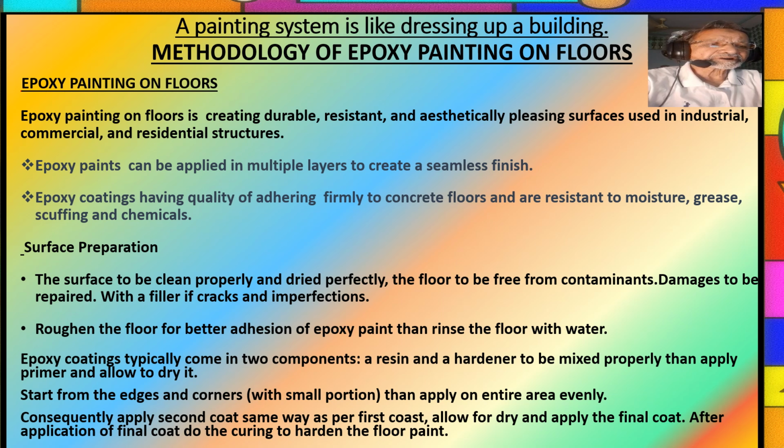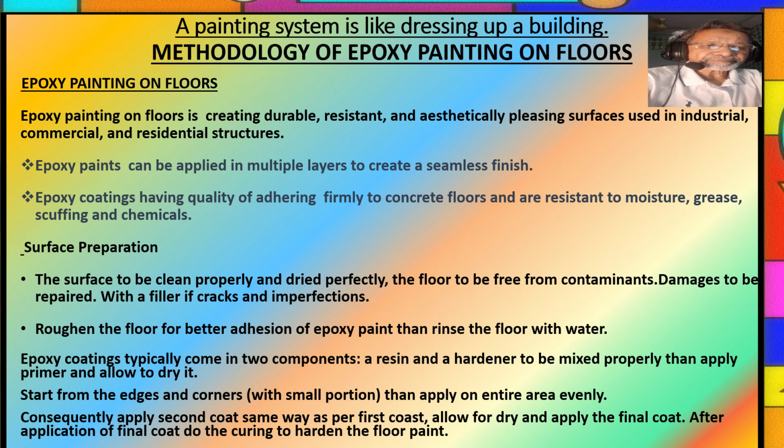Apply the primer. Use a roller or brush to apply the primer. Ensure complete coverage of the floor is done. Allow it to dry completely so that you can start the application of the epoxy paint from the edges. Use a brush to apply epoxy around the edge and corner of the floors.